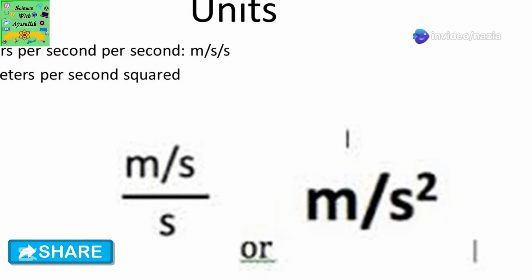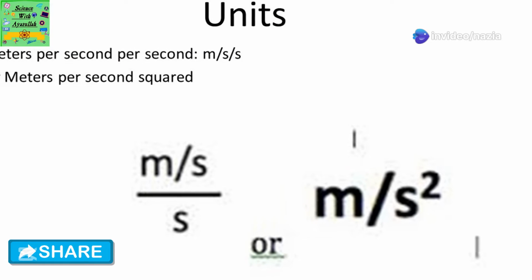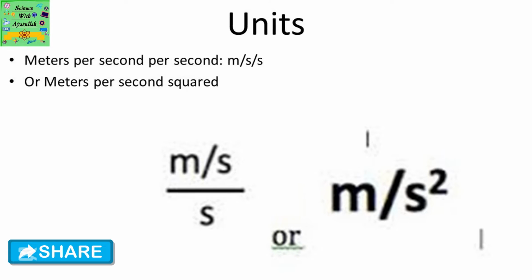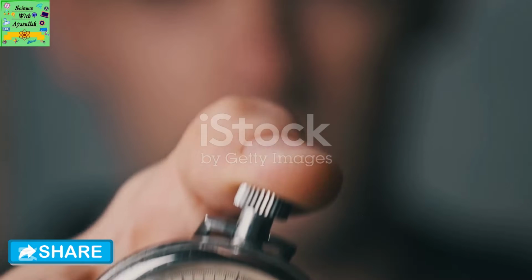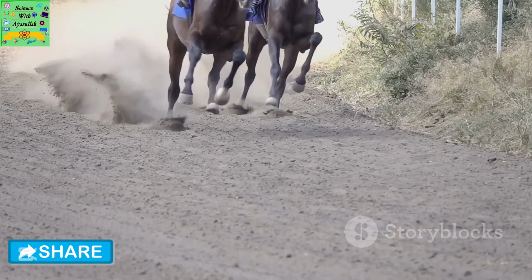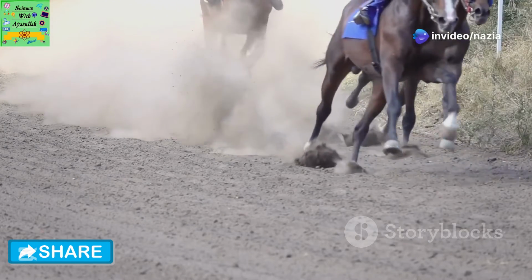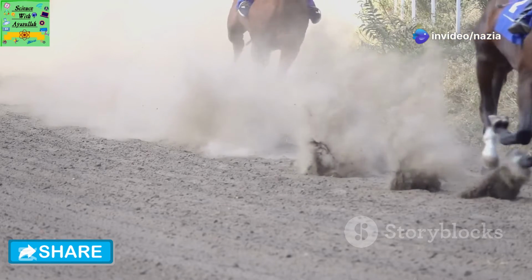But to keep things simple, scientists use a standard unit, meters per second, written as m/s. So, what does meters per second mean? It's the number of meters traveled in each second. For example, if a horse runs at 15 m/s, it covers 15 meters every second. Easy, right? Now let's talk about average speed.